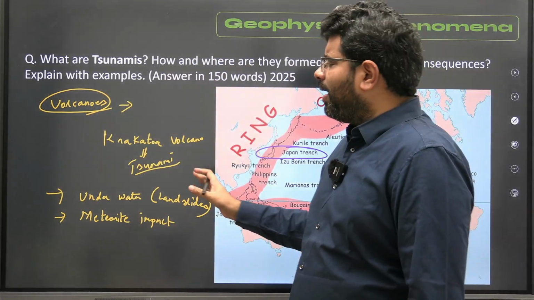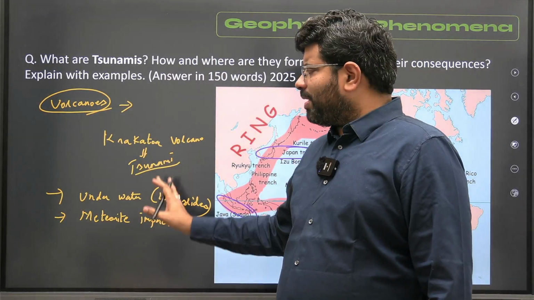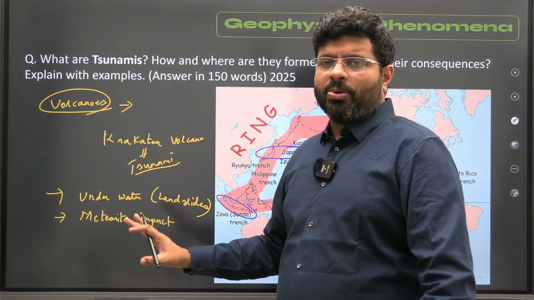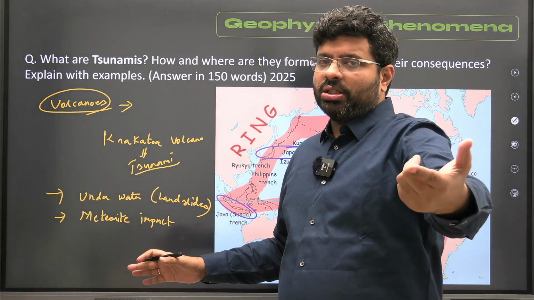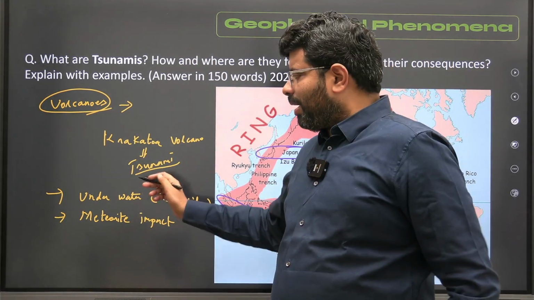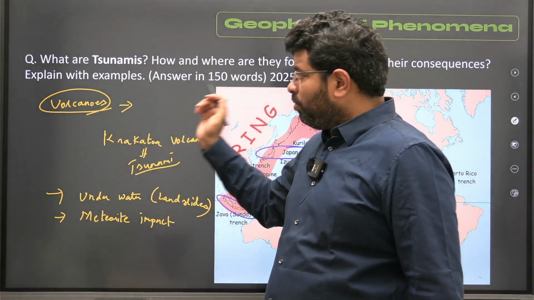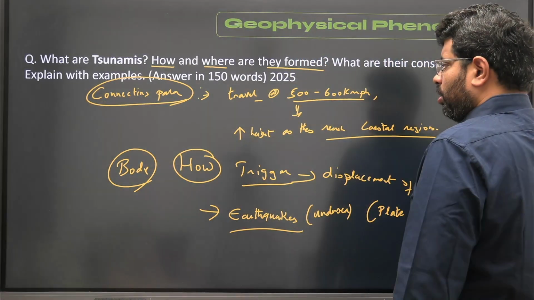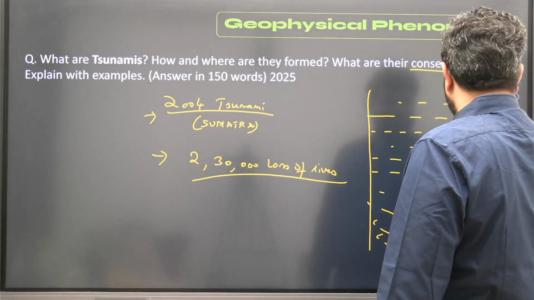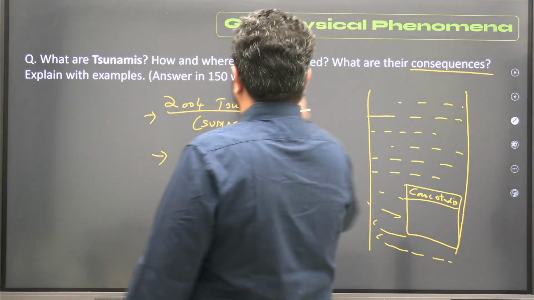So primarily they are natural ones. So these are the natural factors. Mention all the points. Give more importance to earthquakes, but you do mention other kinds of triggers which can lead to tsunami. Then once you talk about all these aspects, then consequences.